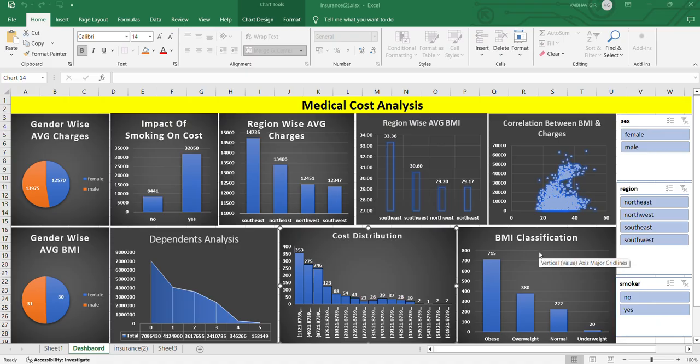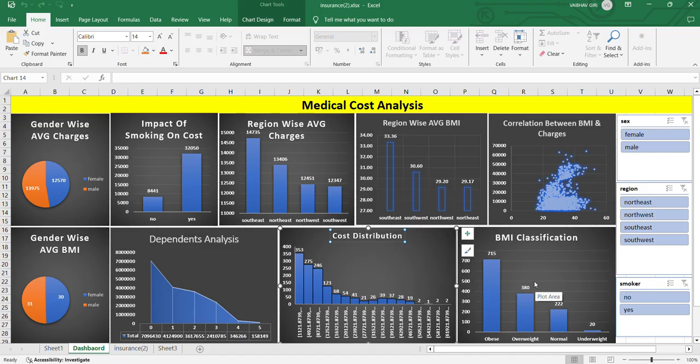After that, we did the BMI classification: underweight, normal, overweight, and obese. So we categorize the people based on BMI. Underweight is less than 18.5, normal is between 18.5 and 24.9, overweight is between 25 and 29.9, and obese is 30 plus. A large number of beneficiaries fall into the overweight category, which has 715, and the obese category, showing a potential risk for health-related issues.